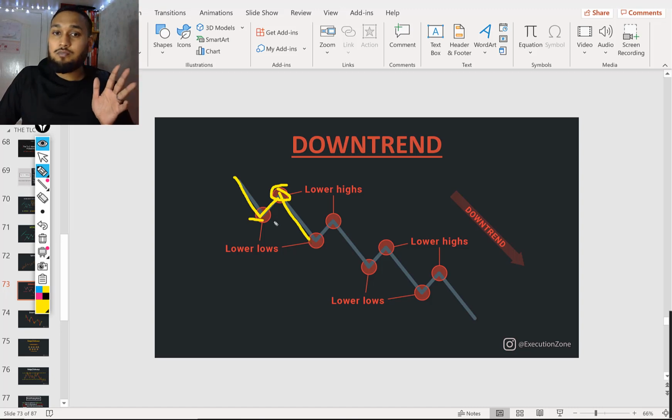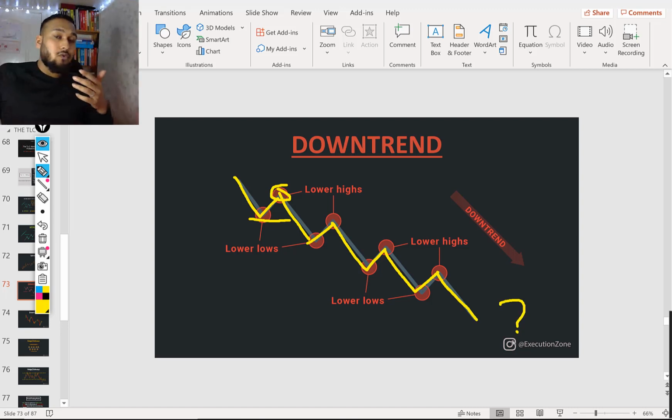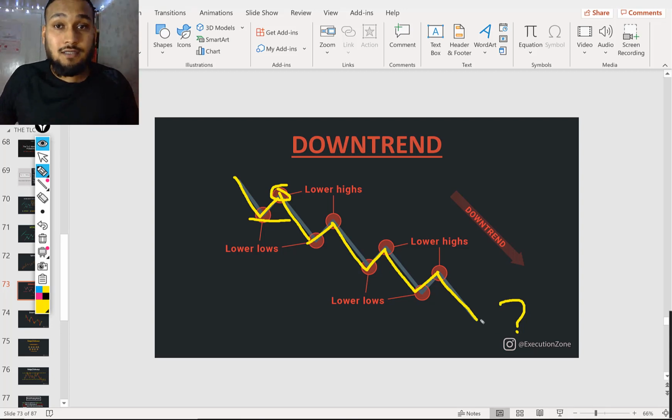Lower lows, because we've just breached and broken a previous low. Lower high, lower low, lower high, lower lows, lower highs, lower lows. What would you expect and anticipate next? Lower highs, right? You'd expect for price to come up. What would you expect and anticipate to occur next?